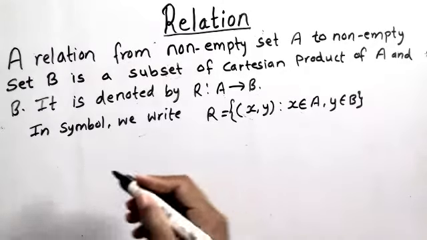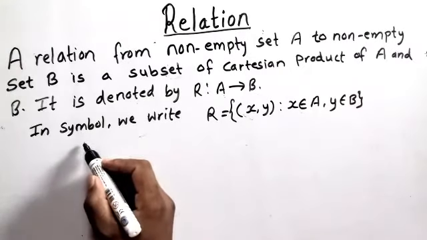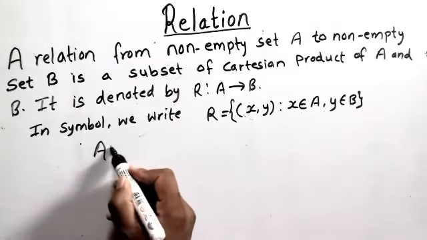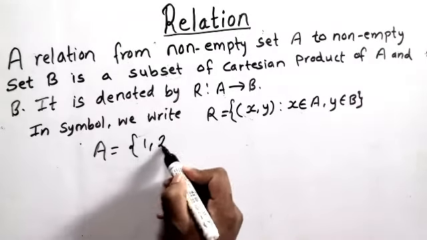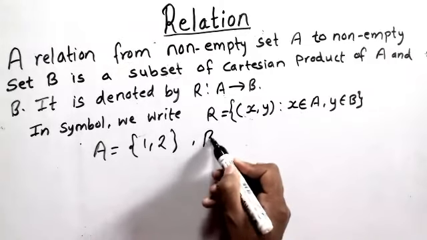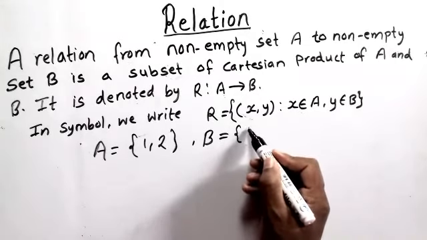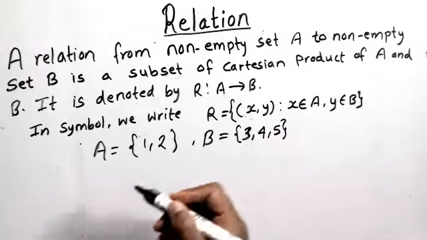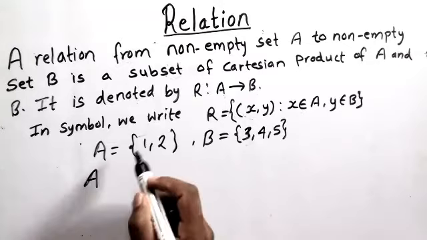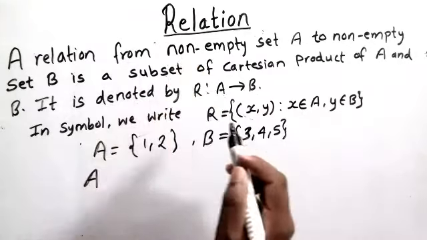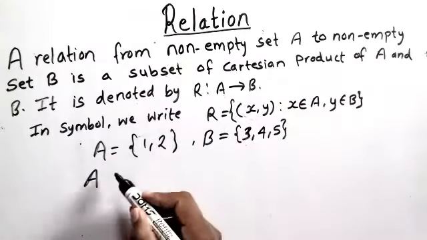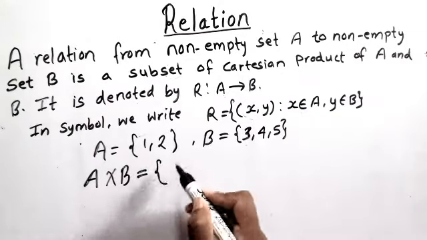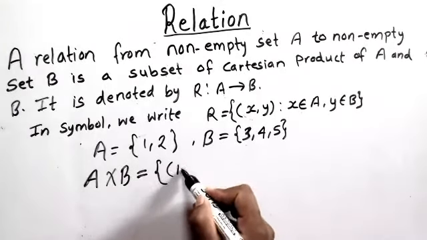Let us take one example, the same example as we have taken before in other videos, that is set A equals {1, 2} and set B equals {3, 4, 5}. As we know, for finding a relation we first have to find the Cartesian product of A and B. So we are going to find the Cartesian product of this. We have learned this before also.